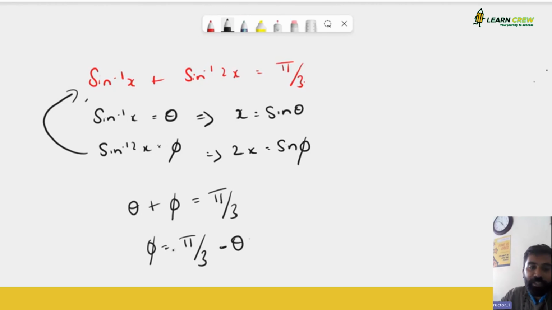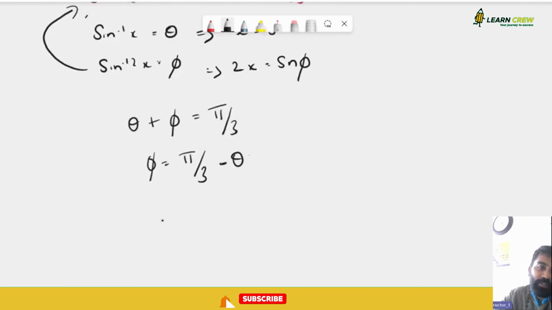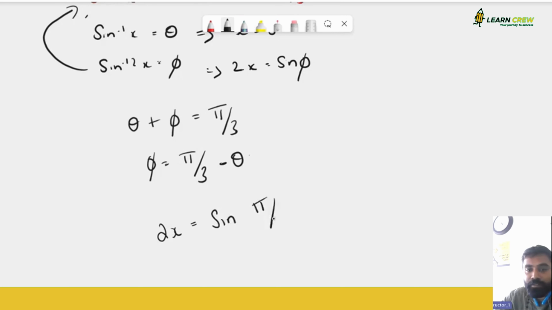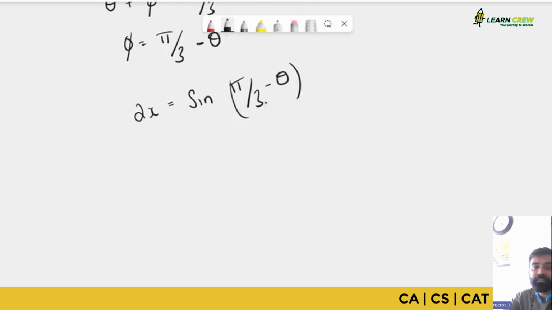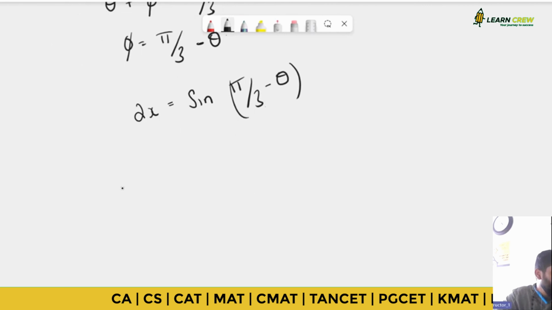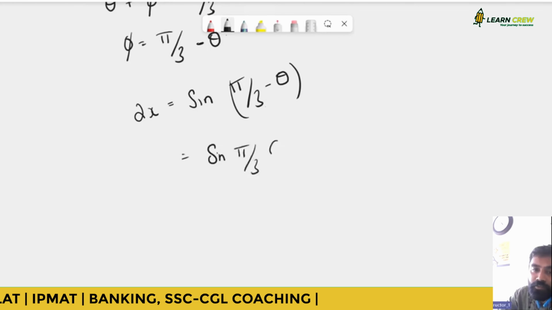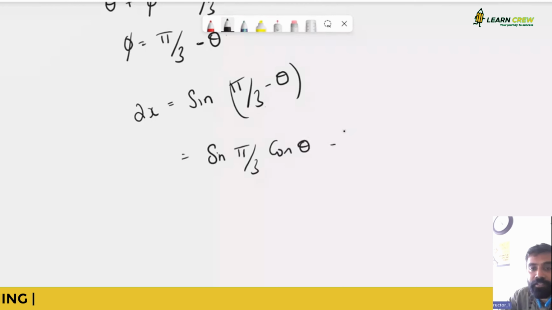So phi is equal to pi by 3 minus theta, or phi is nothing but 2x, which is equal to sine of pi by 3 minus theta. Let us expand this. So how do I expand this? This can be written as sine pi by 3 into cos theta minus cos pi by 3 sine theta.